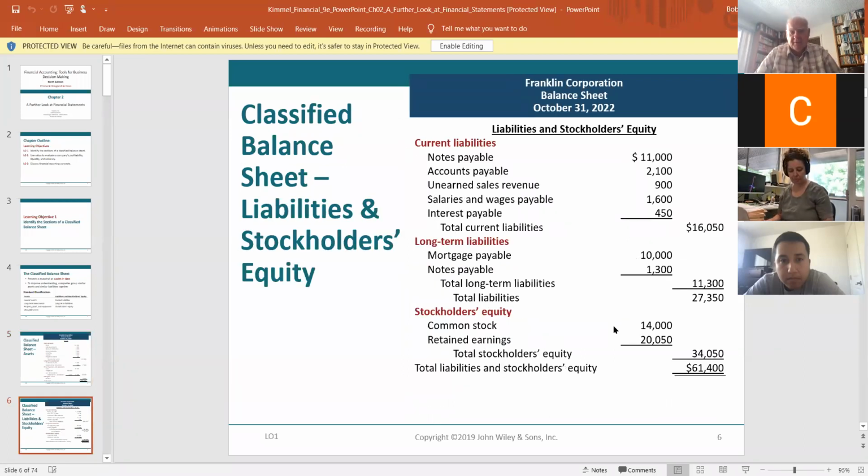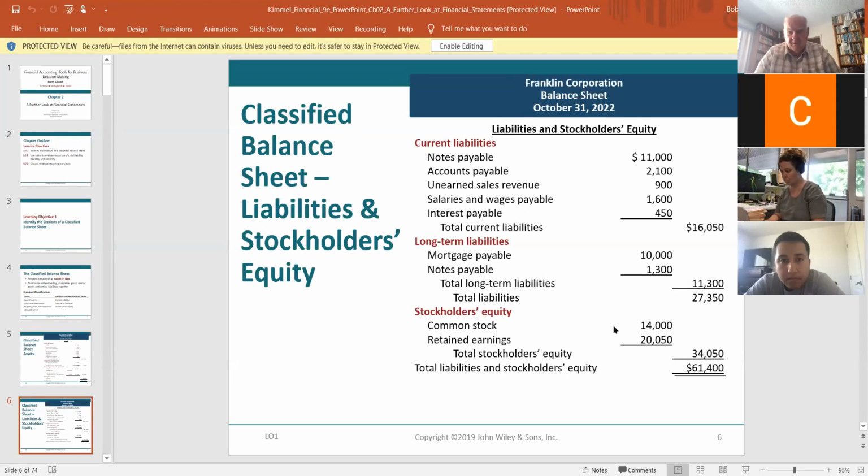Look at the current liability side of this thing. Current liabilities. Notes payable, that's the long-term portion of the note. Accounts payable, unearned sales revenue, salaries and wages. Those are all, I misstated on the notes, that's current. These are all your current liabilities. It means that you're going to settle them within a year, probably 30 days, actually. Okay. So current assets, current liabilities.